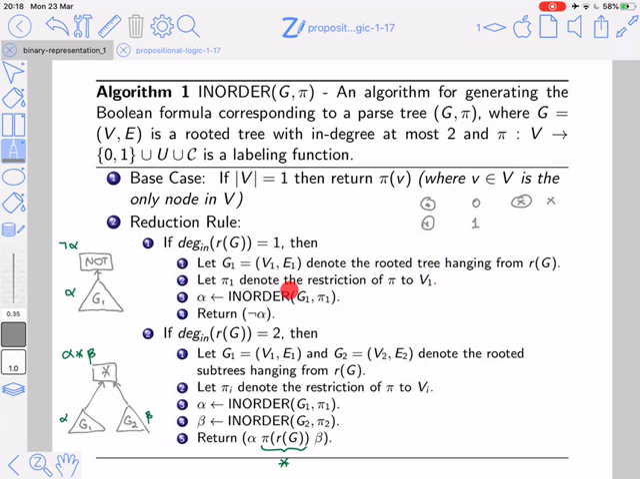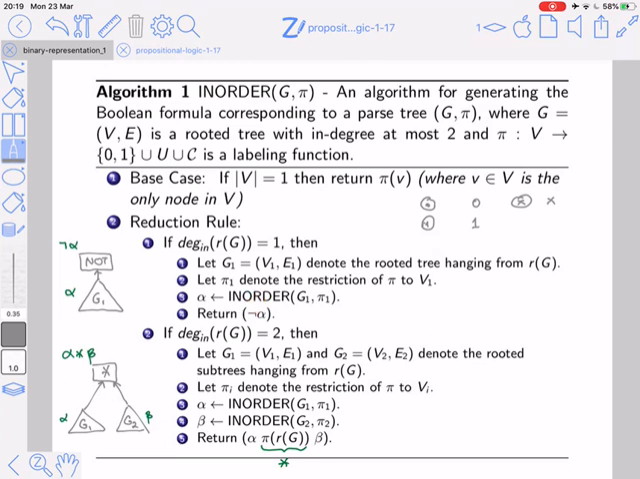And we apply the in-order traversal recursively on G1. This in-order traversal generates a formula denoted by alpha. Here's alpha. Now, what is the formula which corresponds to the whole parse tree? It is not of alpha. So we return not of alpha, in parentheses, of course.